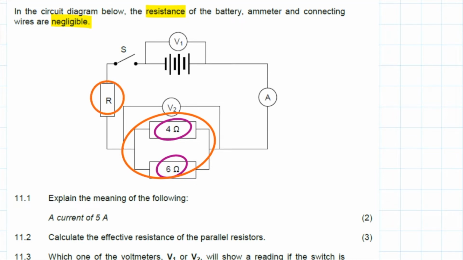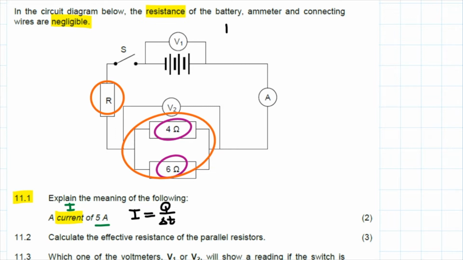Now question 11.1 says, explain the meaning of the following. A current, remember current is given the symbol I, of 5 amperes. Let's start off by remembering how we calculate current. We say current is equal to Q divided by T. It's a measure of charge flowing through a point in the circuit per unit time.